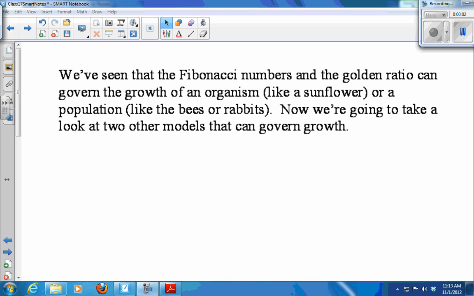Okay, so in some previous lessons, we've seen that the Fibonacci numbers and the golden ratio sometimes will govern the growth of an organism, like the sunflower, or a whole population, like the bees or the rabbits. All of those had as a governing rule something to do with the Fibonacci numbers or the golden ratio. So now we're going to take a look at two other models, two other rules that can govern growth.